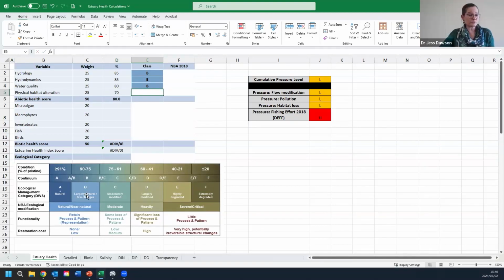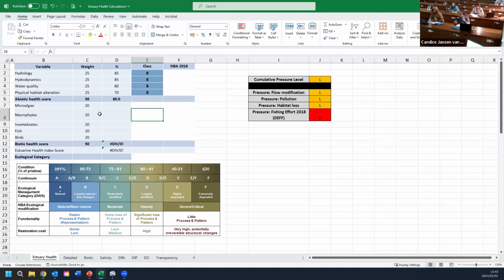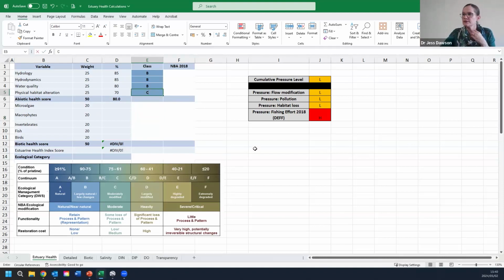Okay, so 70 still falls within our B. Is it not in C? Oh, sorry, you're right. I'm in the wrong category. Thank you. So yeah, 70 is within our C category. So there's our first C. Now we're going to move on to looking at the biotic factors, with our health score for the abiotic at an 80.